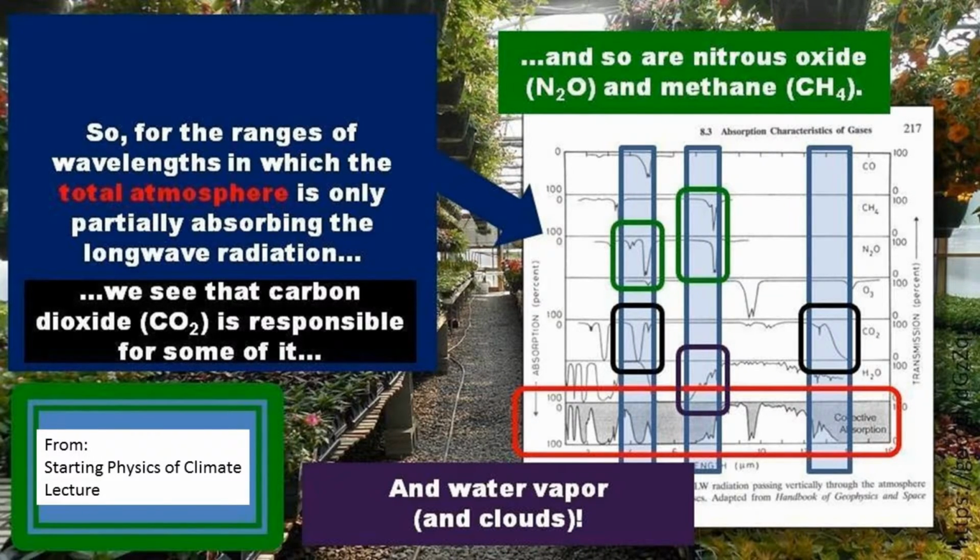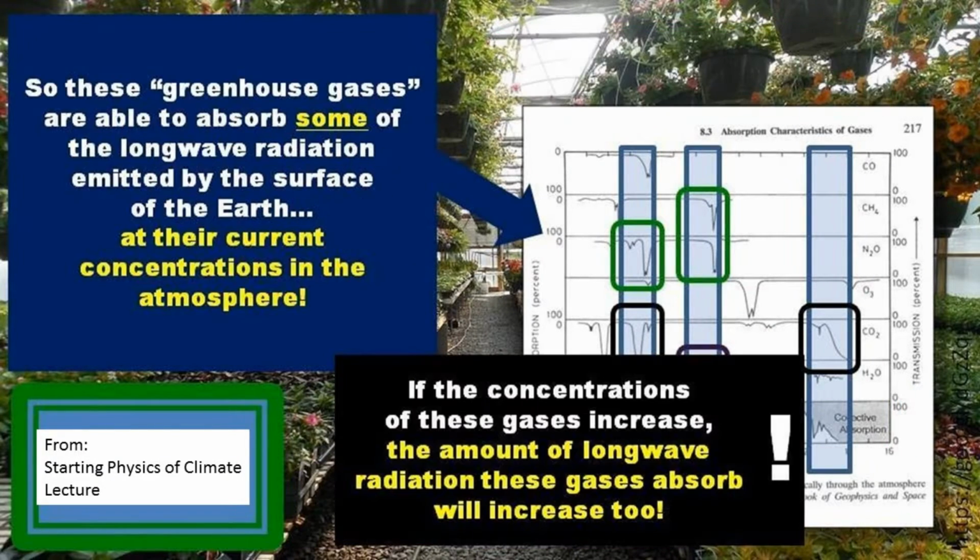And what we see is that they are partially absorbing radiation at those wavelengths. And that means that as we increase the concentration of those gases in the atmosphere, we are increasing how efficient the atmosphere is at absorbing and then later emitting radiation at those wavelengths.